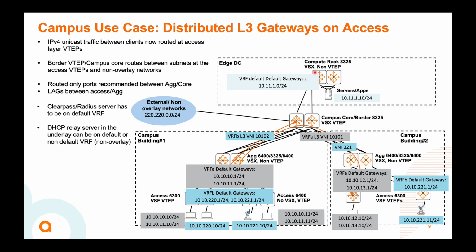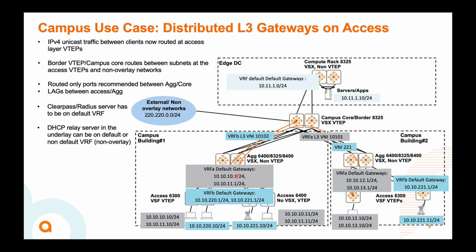The distributed layer 3 gateway can also be deployed in the campus on the access layer. Here you see we have access 6300 VSF VTEPs and 6400 standalone chassis without VSX. Typically, these end clients in the campus, they do not dual home. You could have the default gateway spread across multiple access switches like this in building number 1. Typically, in other buildings, you can just route.